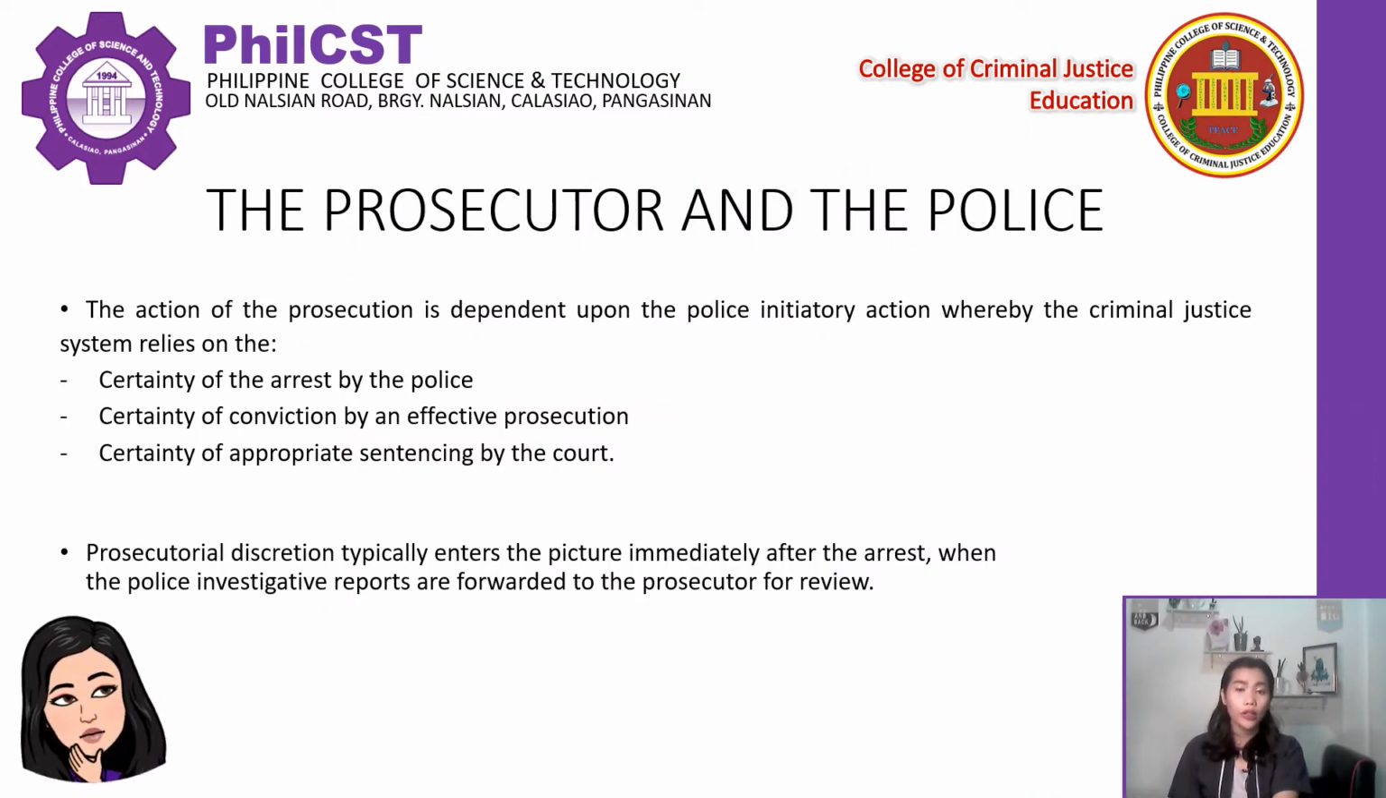Now, prosecutorial discretion typically enters the picture immediately after the arrest when the police investigative reports are forwarded to the prosecutor for review. The prosecutor screens and evaluates the documents in order to decide whether to accept or reject the case for prosecution. The action of the prosecution is dependent upon the police initiatory action, whereby the criminal justice system relies on the certainty of the arrest by the police, certainty of conviction by an effective prosecution, and certainty of appropriate sentencing by the court.